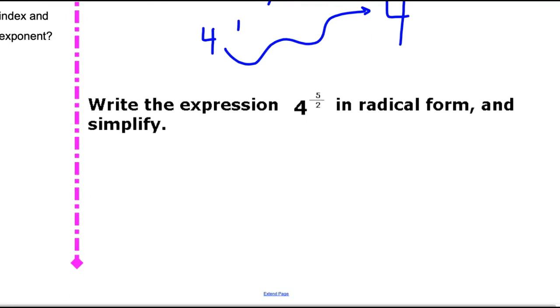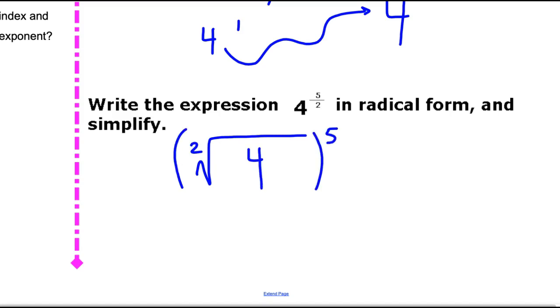4 to the 5/2, I think I just did this one. That's going to be, if I want to write it as a radical, put the radical symbol. Index of the root is the denominator, 4, all that to the 5th power. Square root of 4 is 2. 2 to the 5th is 32.